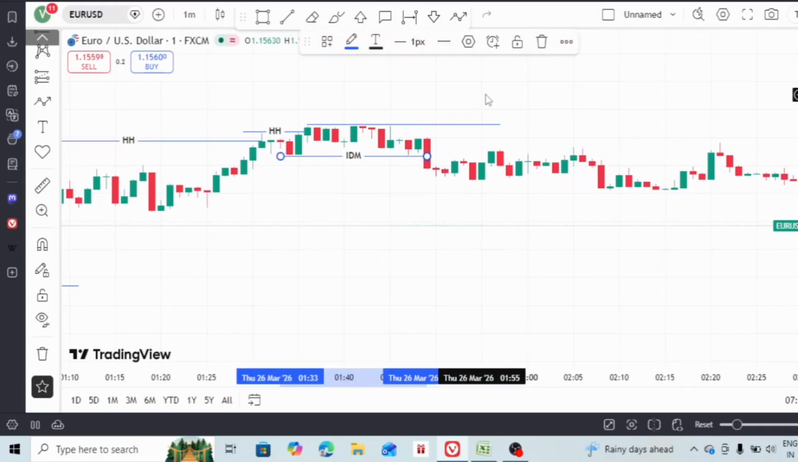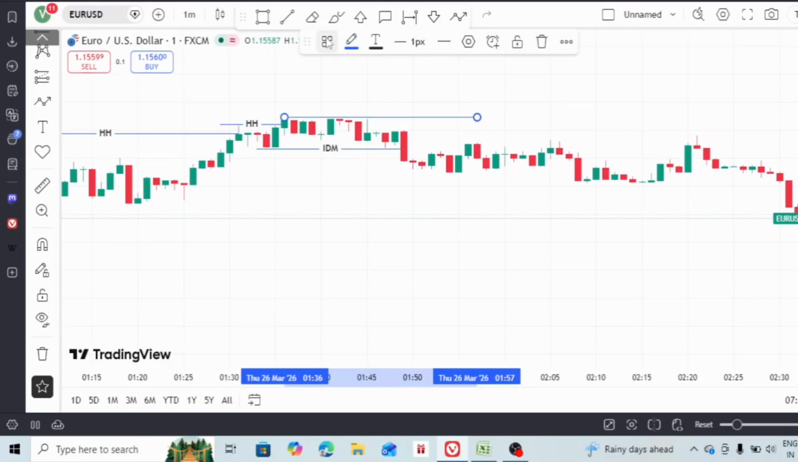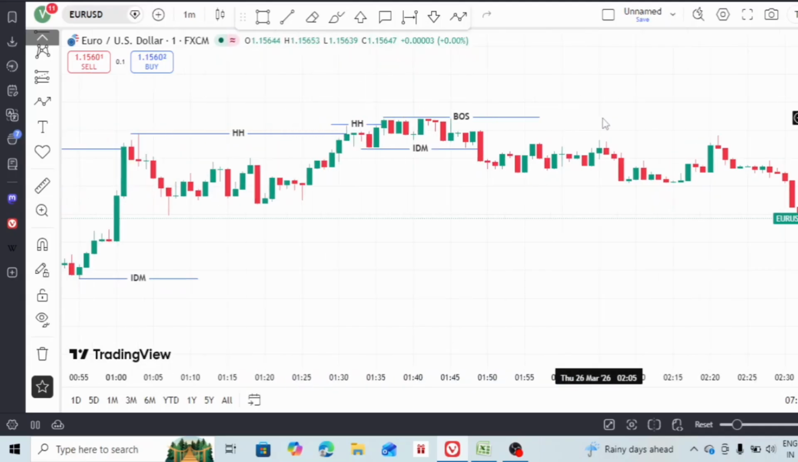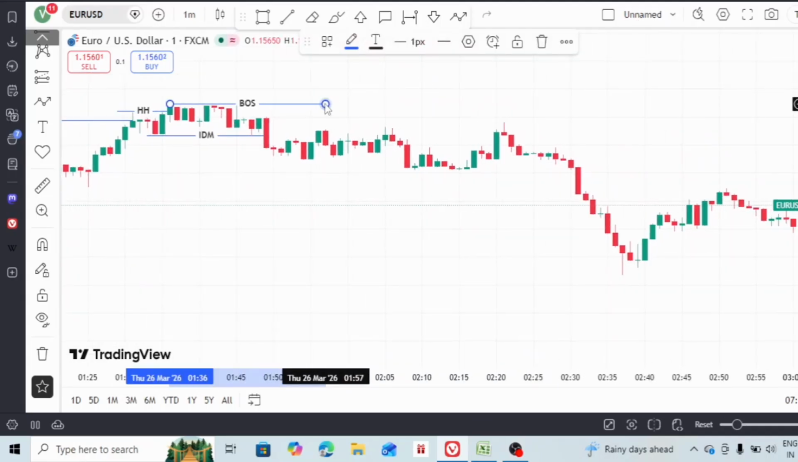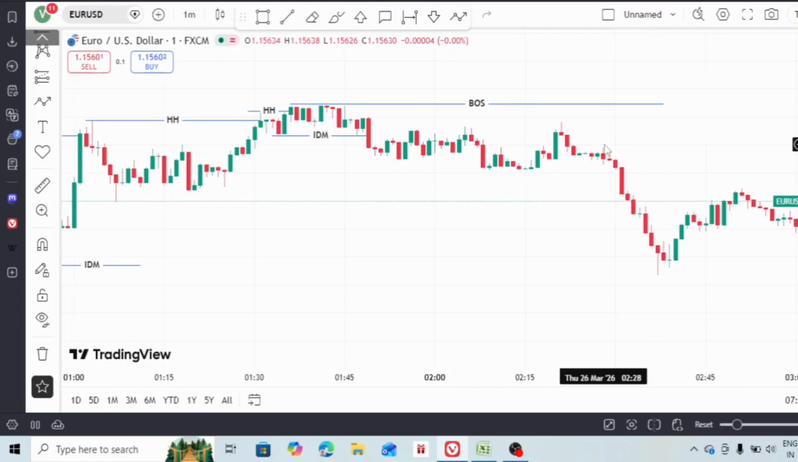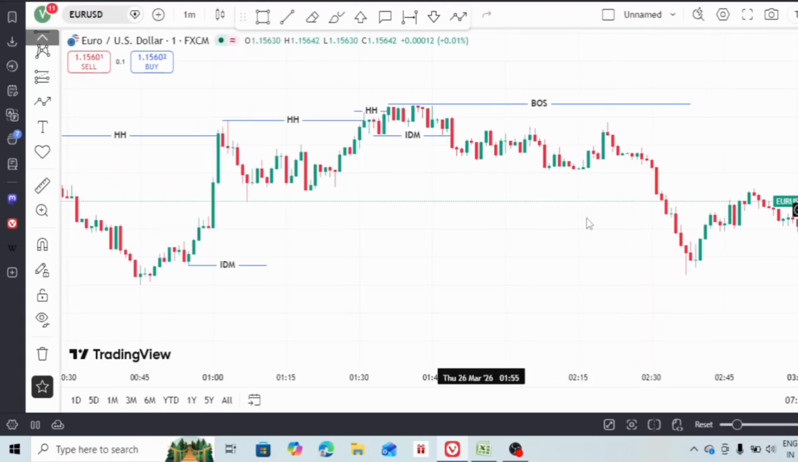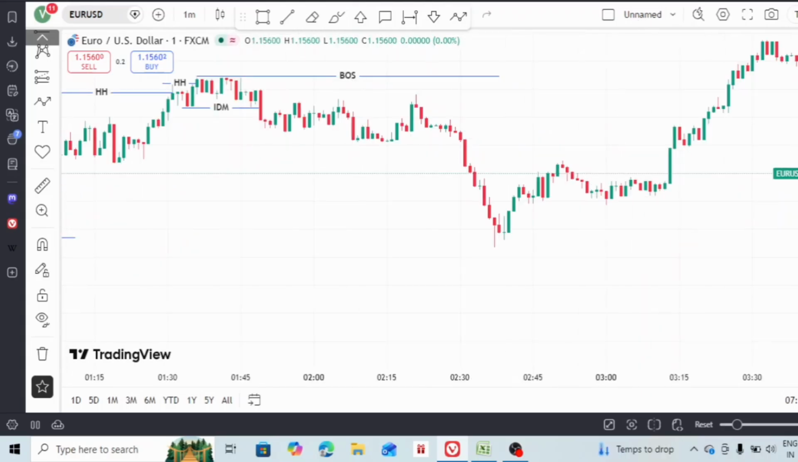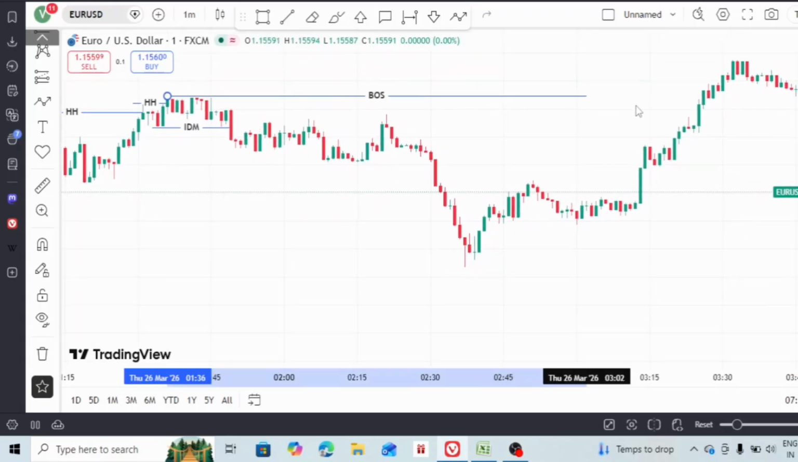After the mitigation of the inducement, we find our breakout structure. So this is our breakout structure level. This is our inducement. Okay, so now the market is looking like a downtrend here. It's looking like a downtrend in this price, but actually the market is in an uptrend, okay? We will talk about the technical and the practical trend as well, but for now this is the breakout structure.